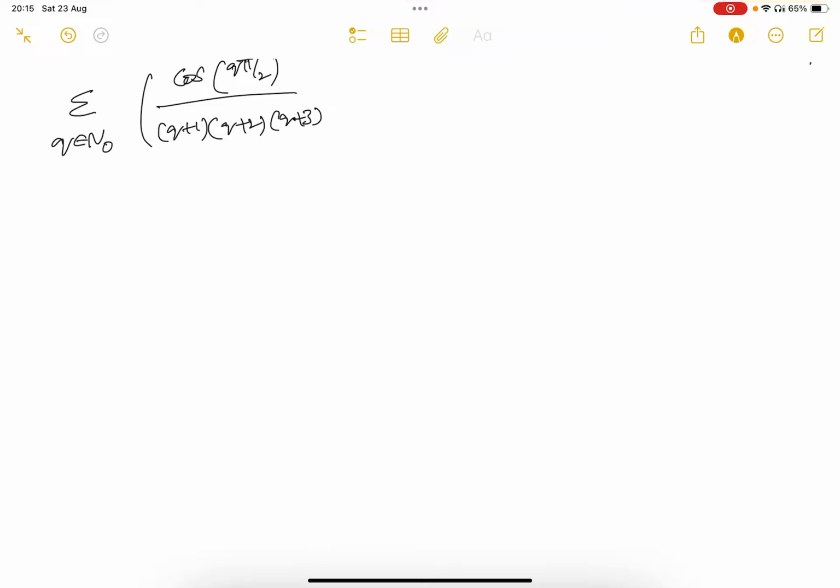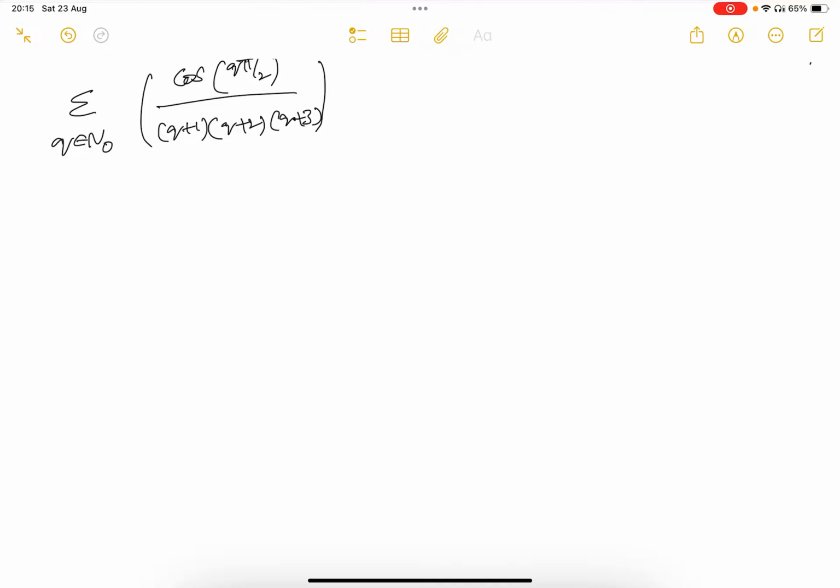Hello, let's start the summation. Summation q belongs to n naught, which is natural numbers including 0, which is whole numbers, of cos of q pi by 2 by (q plus 1) into (q plus 2) into (q plus 3). So let's start.